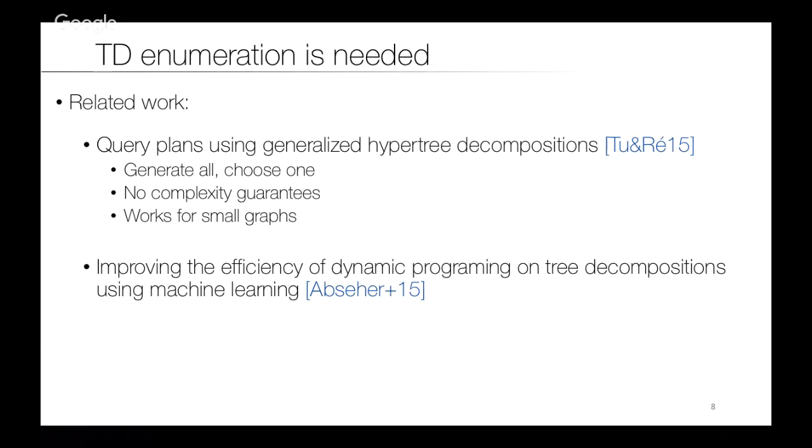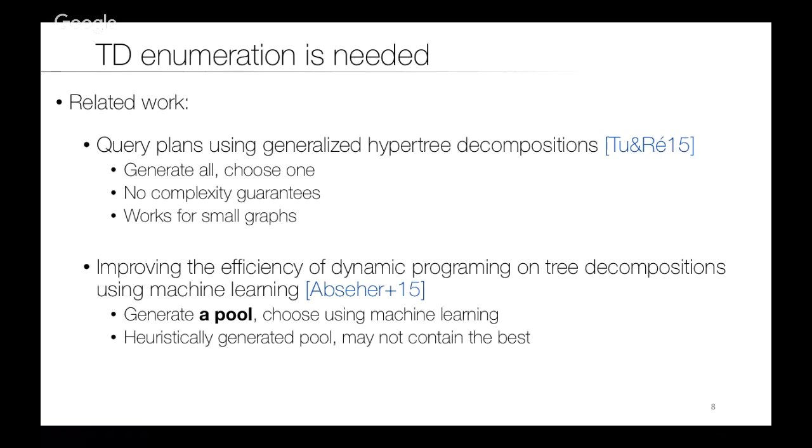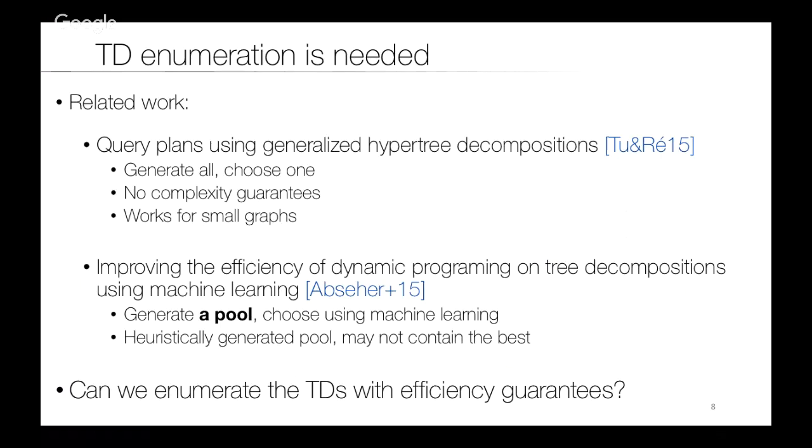This is a work done in Vienna and presented in IJCAI. It's about using machine learning to choose between a pool of tree decompositions. What they do in their experiment section is that they generate a pool using different heuristics, and then they show how to choose between the decompositions in this pool. But of course, maybe there are better decompositions that are not in this pool, and we would like to generate them as well. So this is our question.